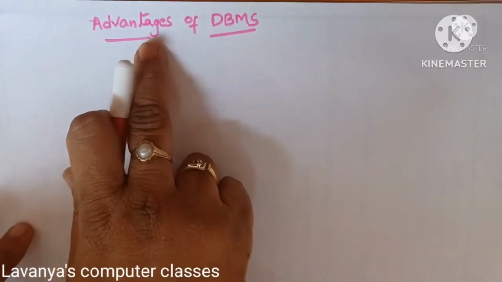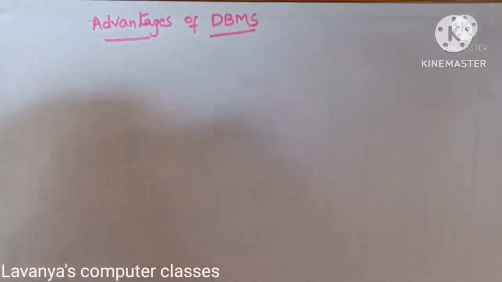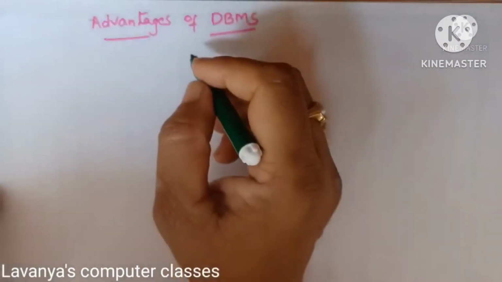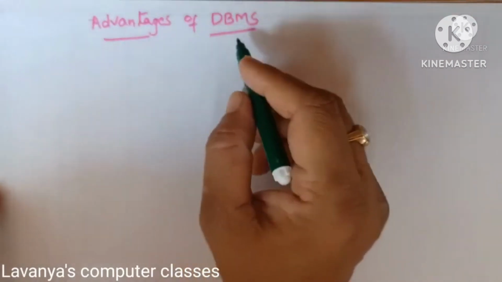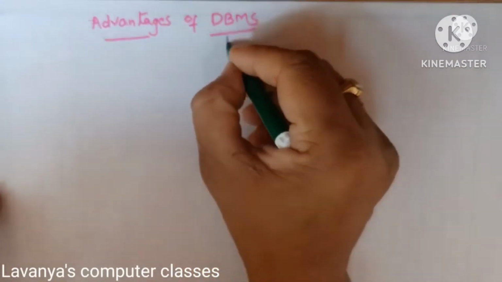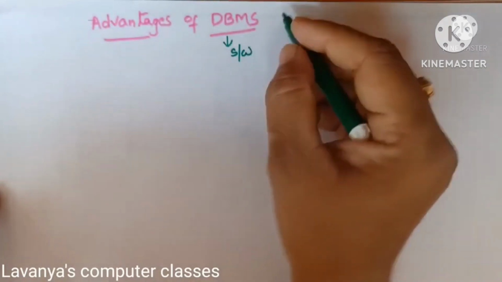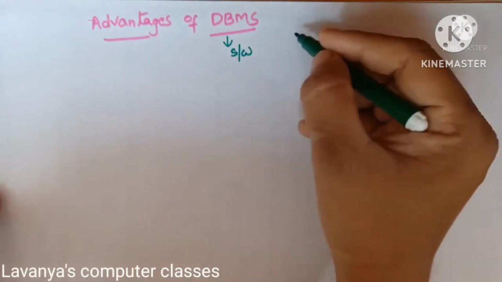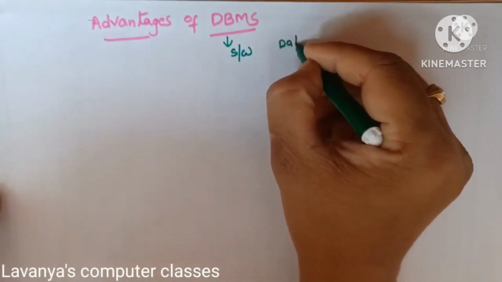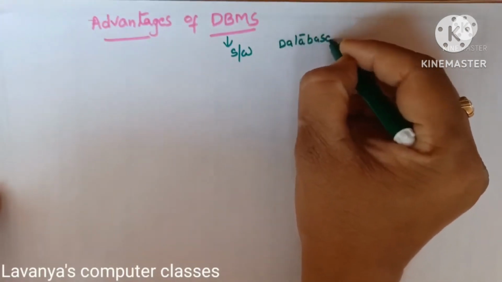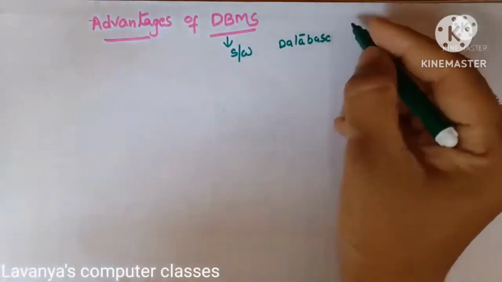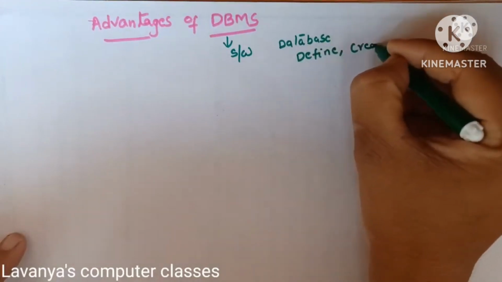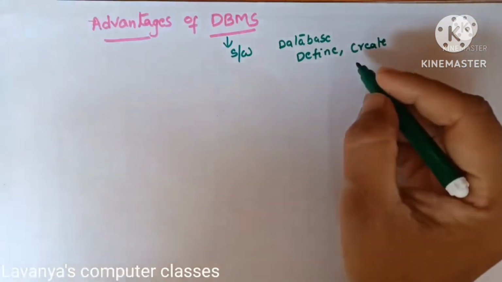Thank you. In this video I will explain the advantages of DBMS. In the previous video I already explained what is DBMS and what are the proper terms used in the DBMS. So what does DBMS mean? It is application software that allows users to define, create, maintain and share a database. It gives users permission to define and create the database, maintain the database and share the database with users.